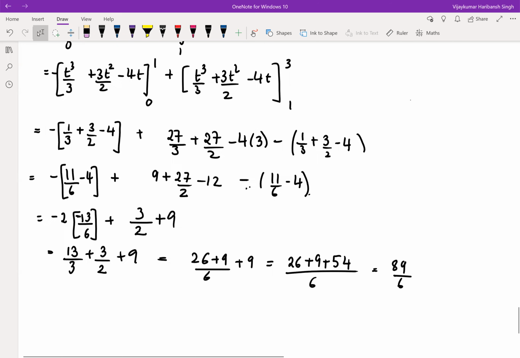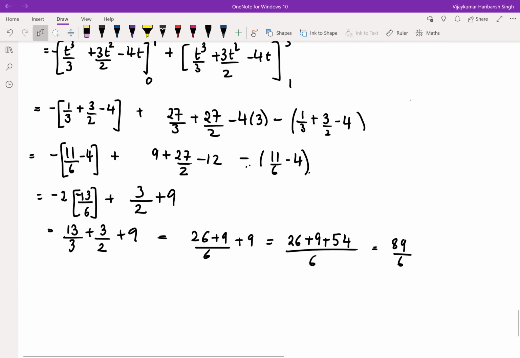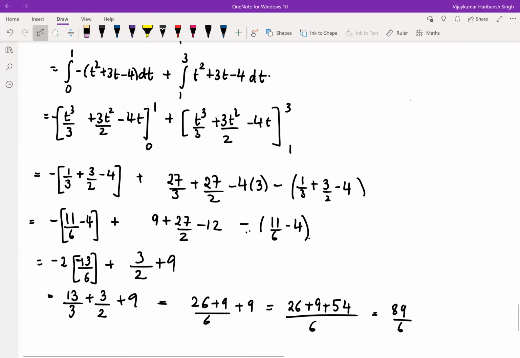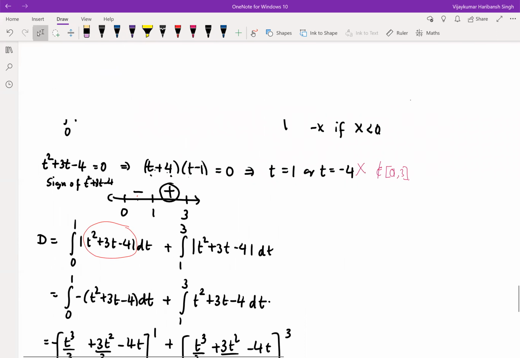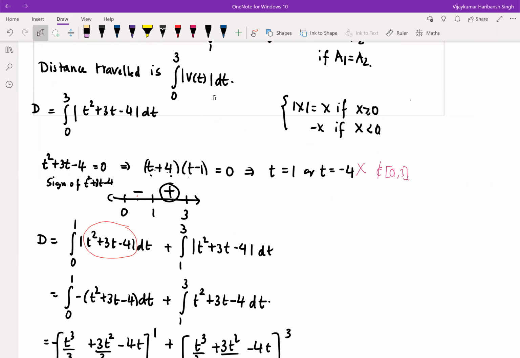All right. So this is how you go about the problem. Again, when you're integrating an absolute value, you have to see where it is positive and where it's negative, and then go from there.